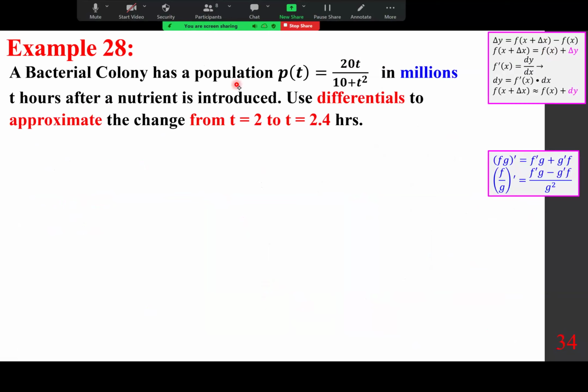A bacterial colony has a population of P of t equals 20t over 10 plus t squared in millions, t hours after a nutrient is introduced. Use differentials to approximate the change from t equals 2 to t equals 2.4. So t equals 2 and dt, or delta t, is the difference between the two, which is 2.4 minus 2 or 0.4. And since we want the approximate change, we want dP.